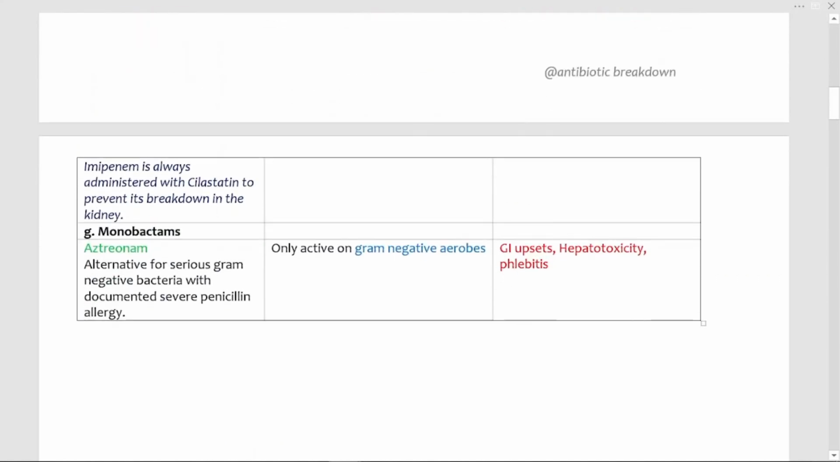And lastly, for the monobactams, aztreonam. Aztreonam is always used as an alternative for those clients who have severe penicillin allergy. But it's only effective against gram-negative aerobes, the likes of Pseudomonas, E. coli, Klebsiella, Proteus, and others.